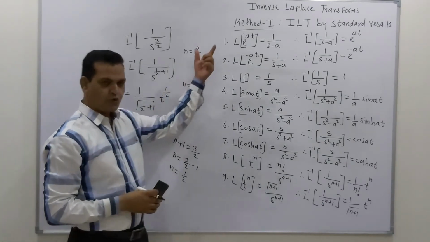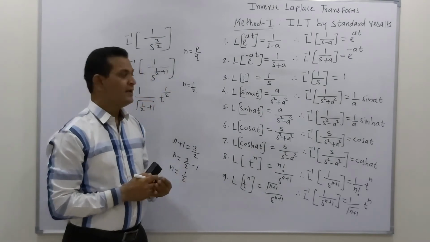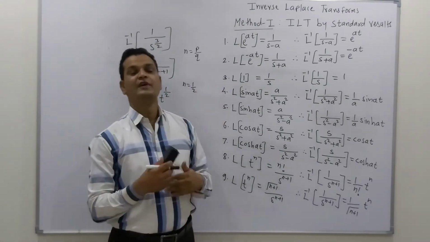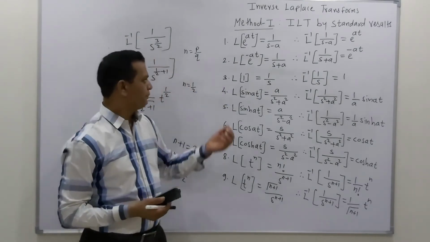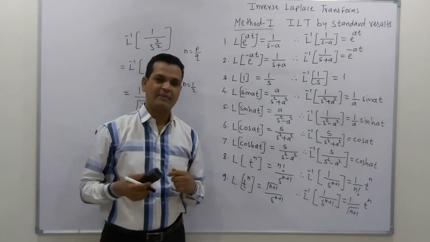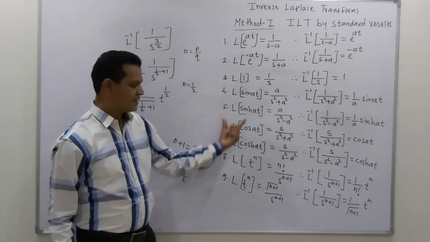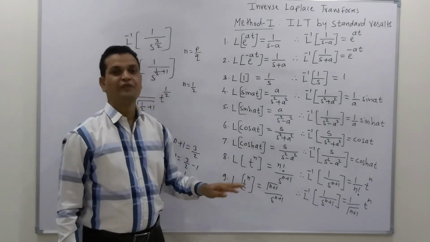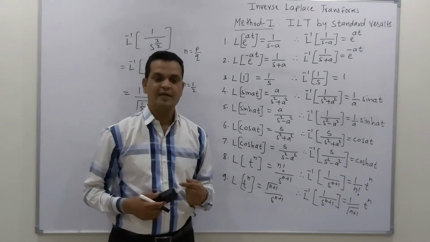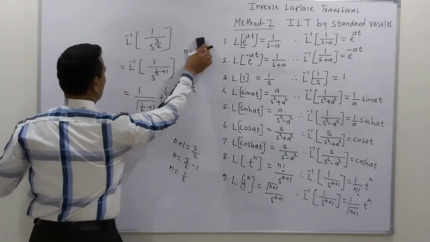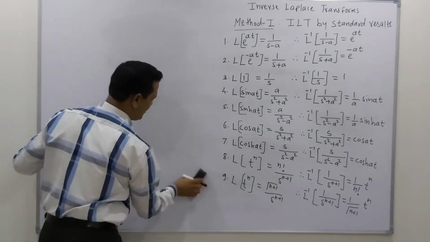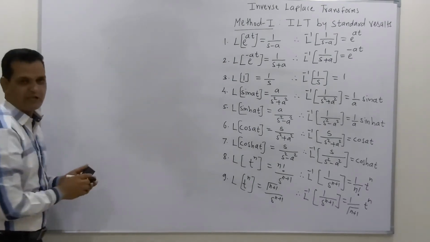So friends, these are all 9 standard results related to the inverse Laplace transformation. These results are very important. The whole concept of the inverse Laplace transformation depends on these 9 standard results, along with one property called the linearity property for the inverse Laplace transformation. So let's discuss the next concept, the linearity property of the inverse Laplace transformation.